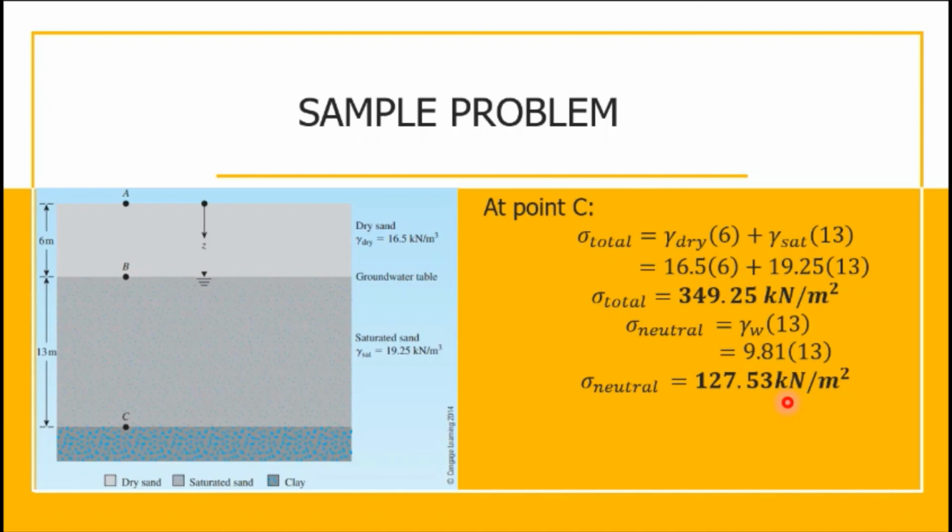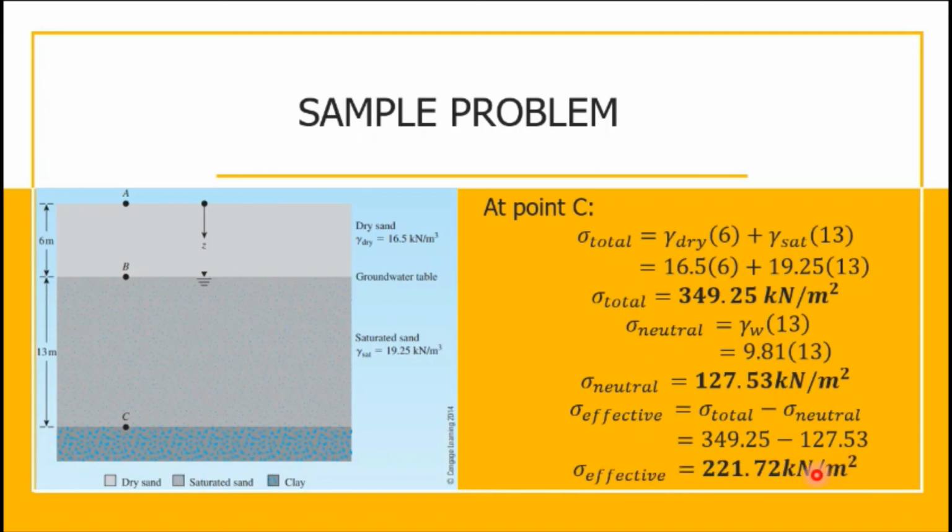And then, in order for us to get the effective stress, it's equal to the total stress minus neutral stress. It's equal to 349.25 minus 127.53. So the effective stress is equal to 221.72 kPa, or kilonewton per square meter.